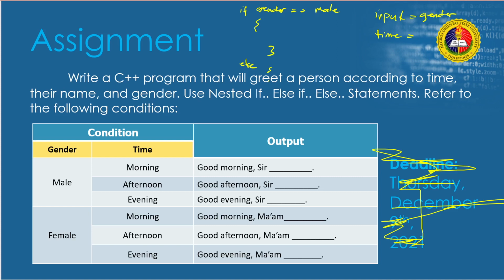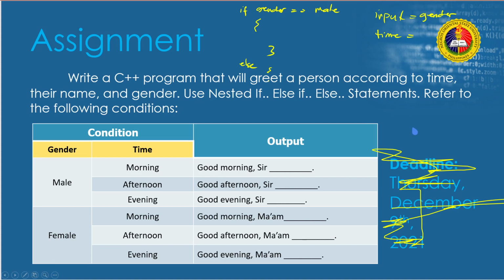We made a program like that before. Guys, did we make a good morning, good afternoon, good evening program last time? Yes, sir, we did. So, just use whatever knowledge you learned from that, and then you just have to add the nested. The nested condition is the time, for both male and female. Alright? Now, any questions about the assignment?